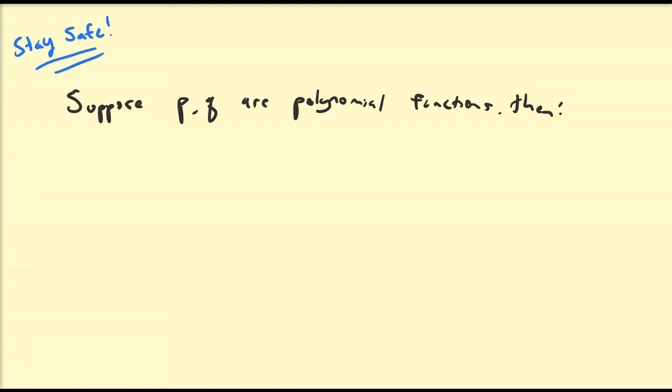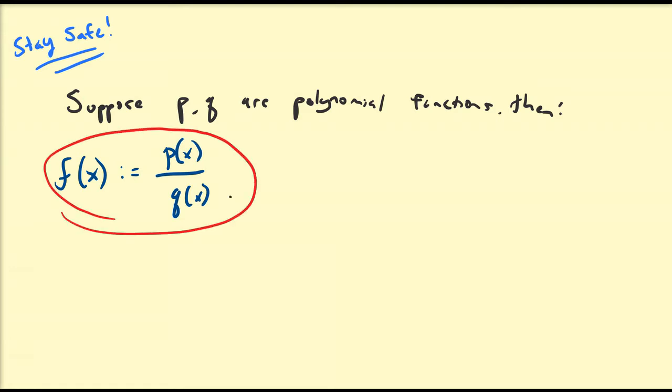Then we're going to define the function f of x to be equal to p of x divided by q of x. So this function here, namely the quotient of two polynomials, is what we refer to as a rational function. This is the type of function we're going to be talking about in this video and the next video, and we're going to talk about a few properties and characteristics associated to these functions that polynomials and some other functions may not have.